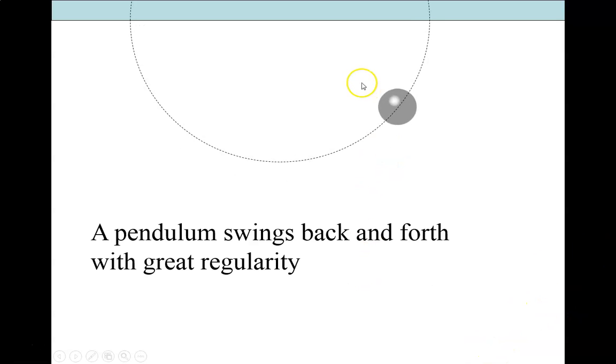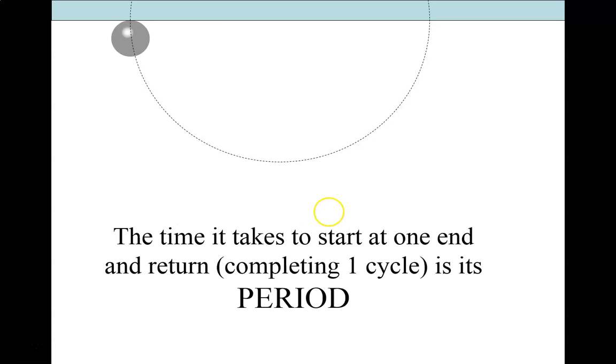So in real pendulums, there's a string. I guess the string is white, which is why you can't see it. That must be it. Actually, I couldn't attach a string and make it do this in PowerPoint, so that's why there's no string. But anyway, the time it takes to start from one end, go all the way to the other end, and then back is known as the period for a pendulum, and the symbol is T. So it's the time for one complete cycle.